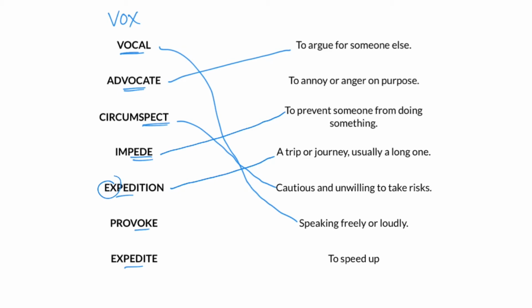To provoke. Pro meant forward. To provoke means to call forward. You're calling forward someone's emotions, and it's a negative emotion usually. So to provoke means to anger or annoy on purpose. And then finally, expedite is when you make something go quicker. So you can imagine the feet just moving faster in that case. Expedite goes with to speed up.